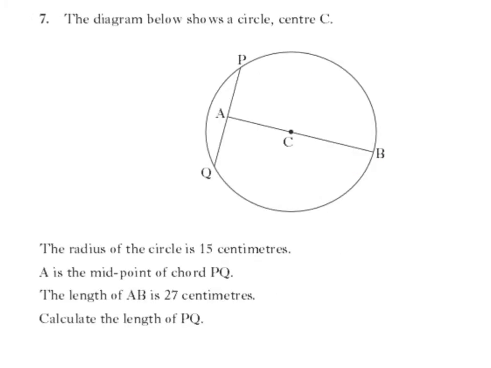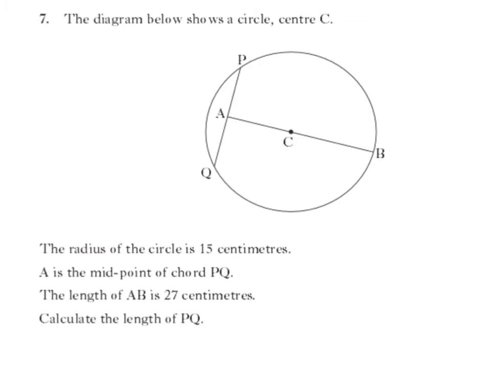This is question number 7 in the non-calculator. The diagram below shows a circle centre C. The radius of the circle is 15 centimetres, so that would be the measurement from C out to B, the radius. A is the midpoint of the chord PQ, so that's this one here, and the length of AB from here along to here is 27 centimetres. The question asks us to calculate the length of PQ, which is the chord.